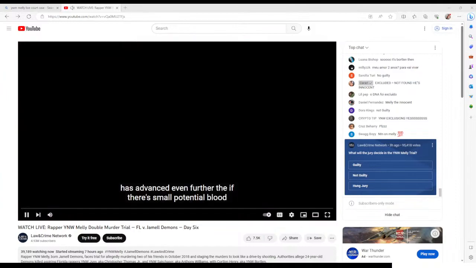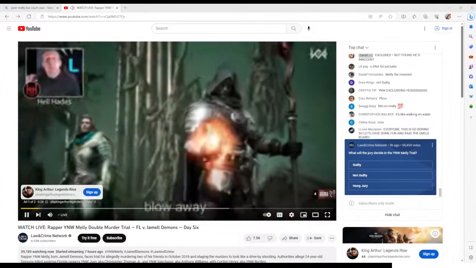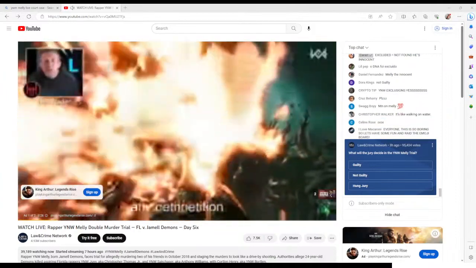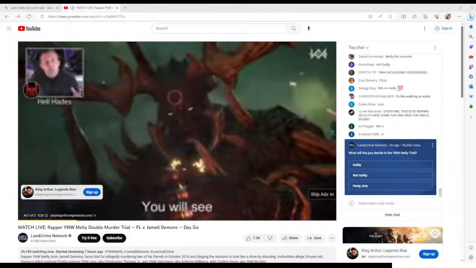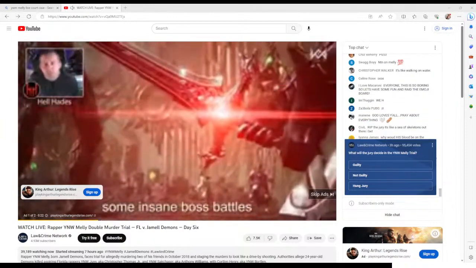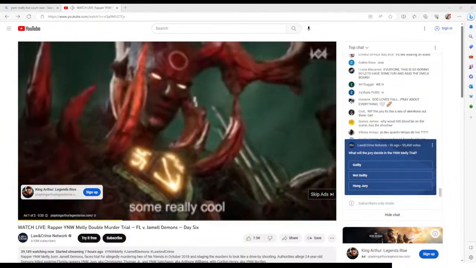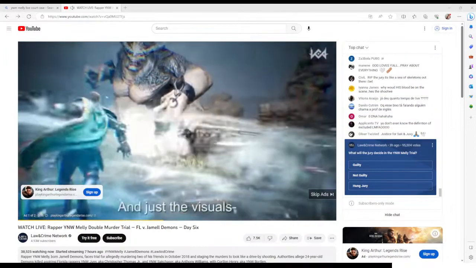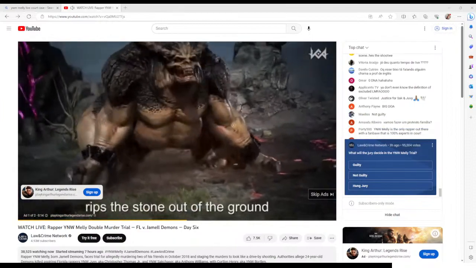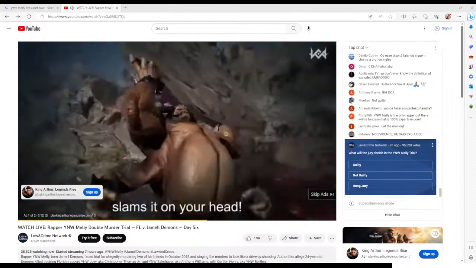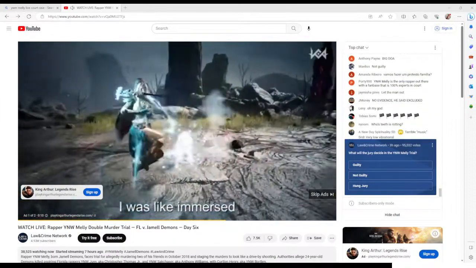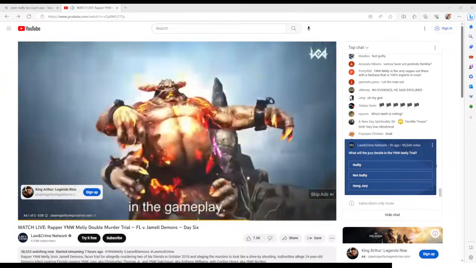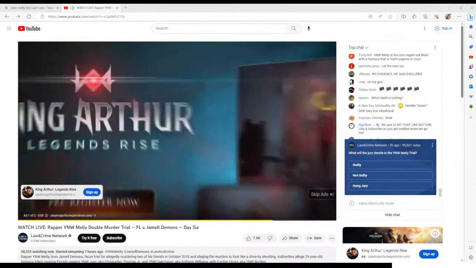So the visuals on this game blow away any competition we've seen so far. You will see some insane boss battles, some really cool heroes to collect. This is live in-game combat right here. And just the visuals, look at this. Rips the stone out the ground, slams it on your head. I was like immersed in the visual, in the gameplay. It's pretty nuts.